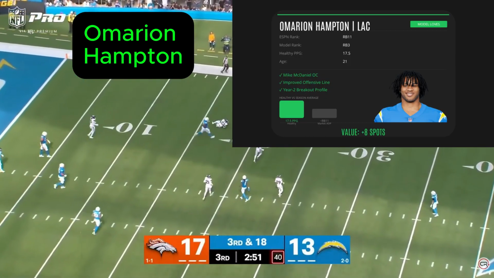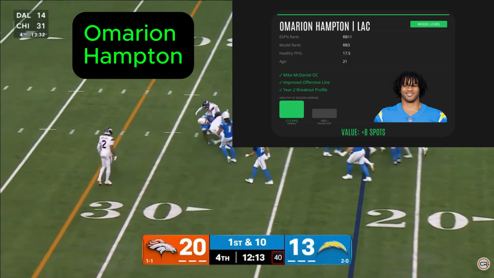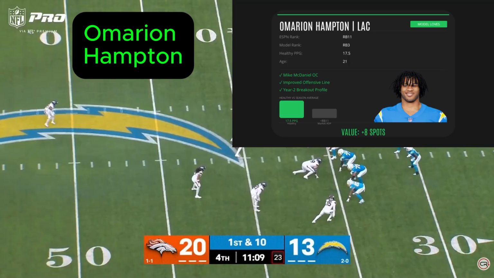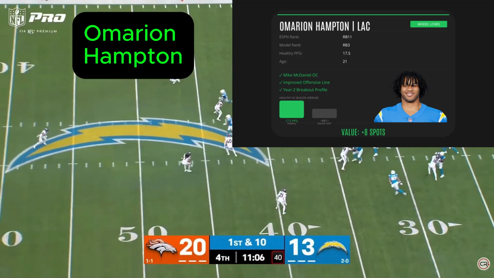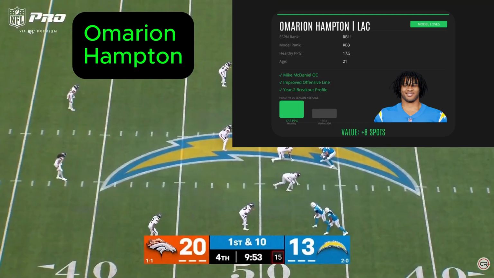Omarion Hampton, in my eyes, could easily finish as a top 5 running back this year, and I'm not joking. He was extremely efficient last year when healthy. If he stays healthy this year, under Mike McDaniel, with that offensive line, he's easily going to be amazing in fantasy.